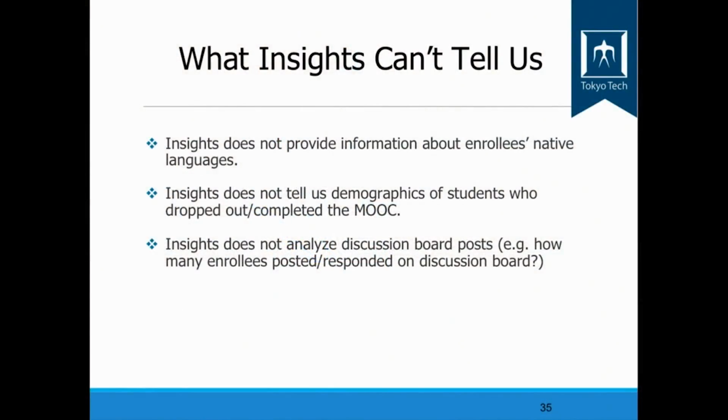So, what can Insights tell us, or what would be helpful if Insights could do? Insights cannot provide any information about the enrollees' native language. Because this course, as I mentioned, was fully designed and prepared in Japanese, we thought that maybe the language was an issue that made students drop out. But of course, this is a speculation. One does not know for sure if it's actually the language or not.